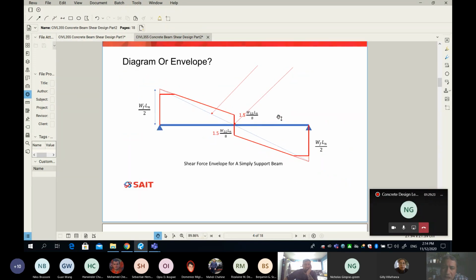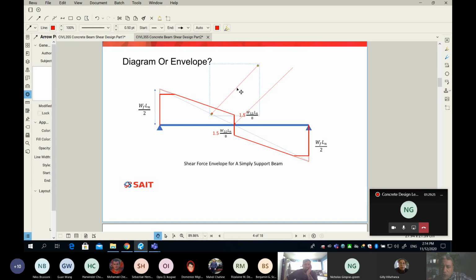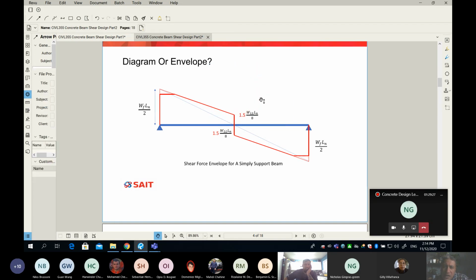Okay, guys, bottom line is, if you couldn't follow the discussion before, here is what you need to understand. The red diagram is your envelope, and it's not the blue. The blue is just one diagram. The envelope is the red. How much? Very simple. Same value on the left, so W factor multiplied by N divided by 2, so no change, same value as the blue. How about in the middle?